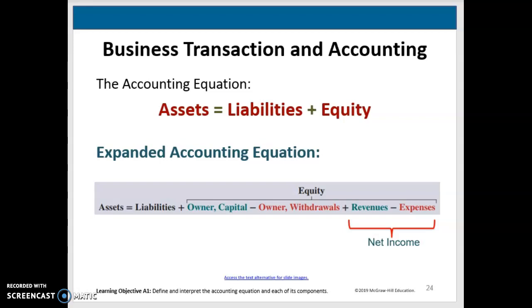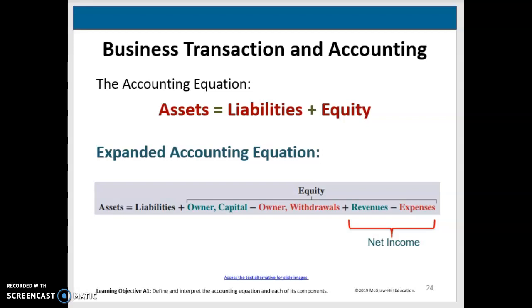Some examples could be cash. It could be accounts receivable, where someone owes us money. We could be looking at inventory that we're going to sell. We might have land or a building. We might have equipment to operate our company. Those are all examples of assets, or things that we own.